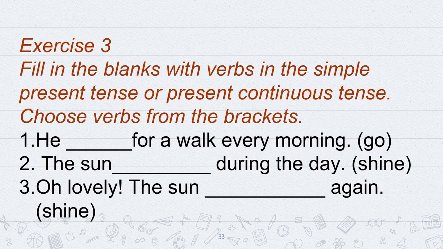You can do these exercises in your books, and if you do not have your books, then you can do them in your notebooks. The exercise is: fill in the blanks with verbs in the simple present tense or present continuous tense. Choose verbs from the brackets. The first sentence is: he dash for a walk every morning. In bracket, go. Second, the sun dash during the day. In bracket, shine. Third, oh lovely, the sun dash again. In bracket, shine.